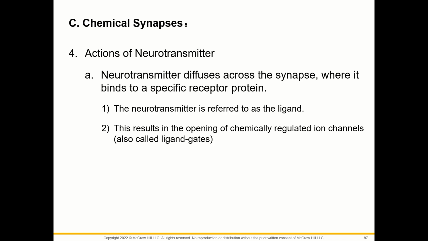So once the neurotransmitter is released into the synaptic cleft, it's got to diffuse across the synapse, and it binds to a specific receptor protein. Thus, the neurotransmitter is referred to as the ligand, and this results in the opening of chemically regulated ion channels, which are also called ligand-gated cation channels.